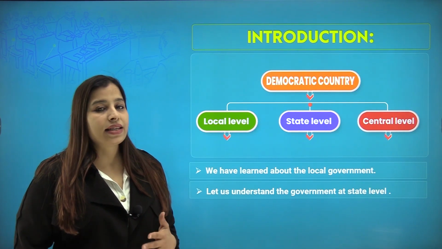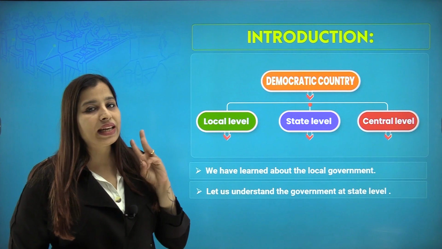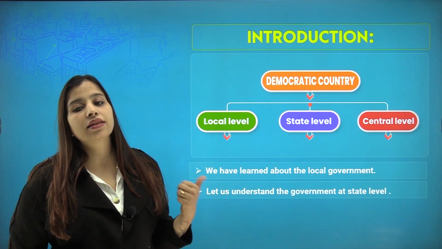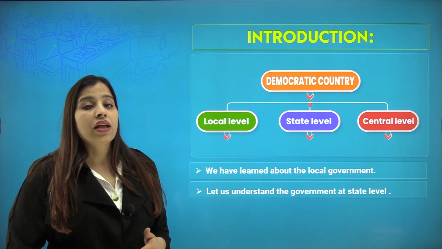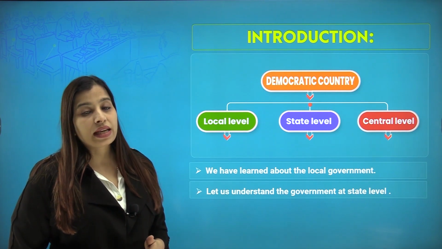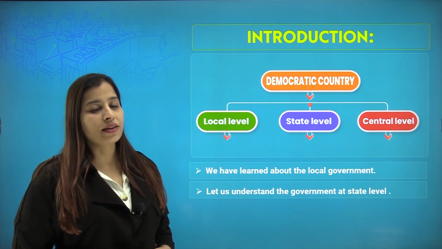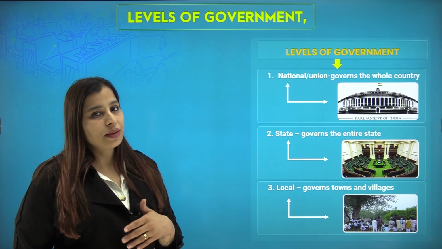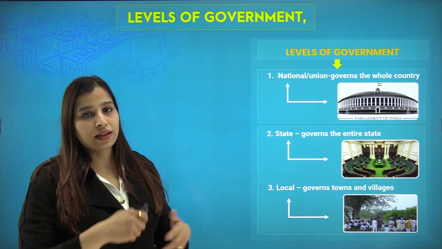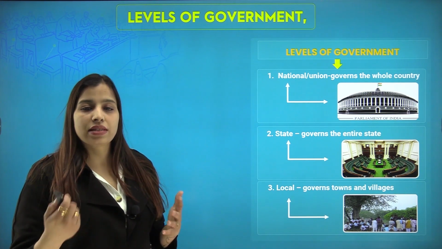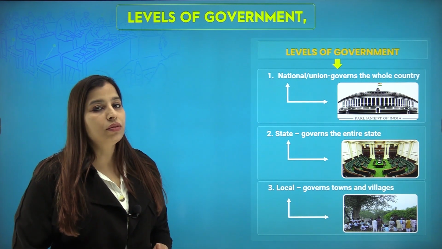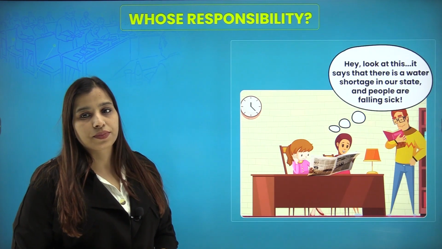When I begin, I say that in a democratic country, there are three levels of government. One, a local level, another at the state level, and the third one at the central level. We have learned about the local government, and now we'll try to understand what we mean by the state government. Just like the national government governs the whole country, the state government looks after a state, and the local government governs towns and villages.